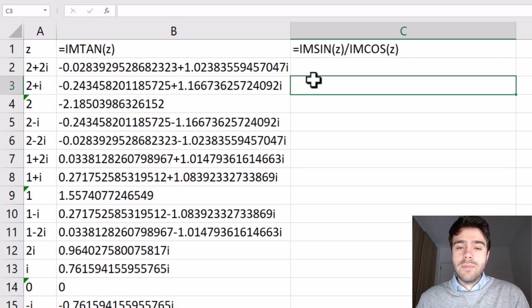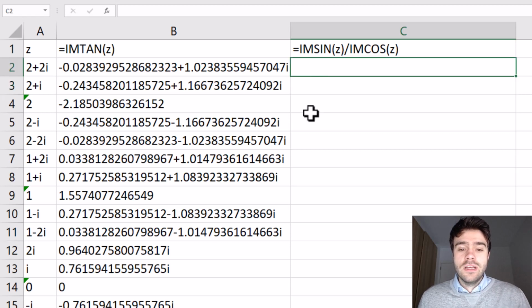Out comes the tangent of this complex number. Do keep in mind that complex numbers are represented as strings within Excel, and so we definitely need to use these special functions to work with complex numbers, such as the IMTAN function. Now, when working with real numbers, we can obtain the tangent through the division of the sine by the cosine. Does this relationship also hold true for complex numbers?